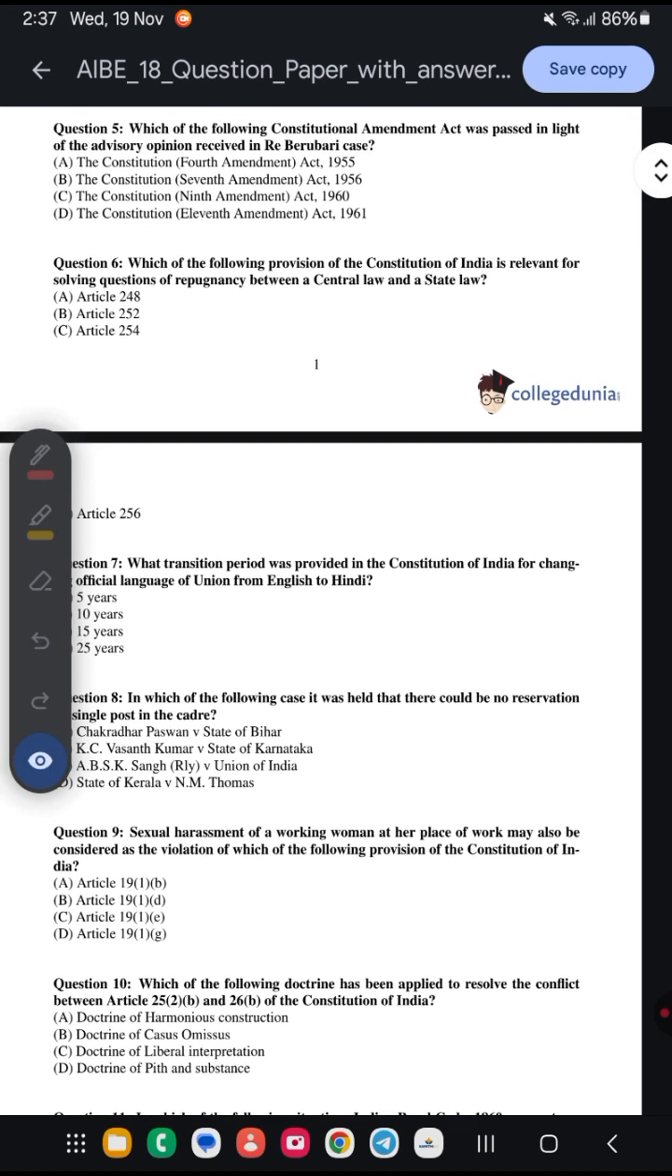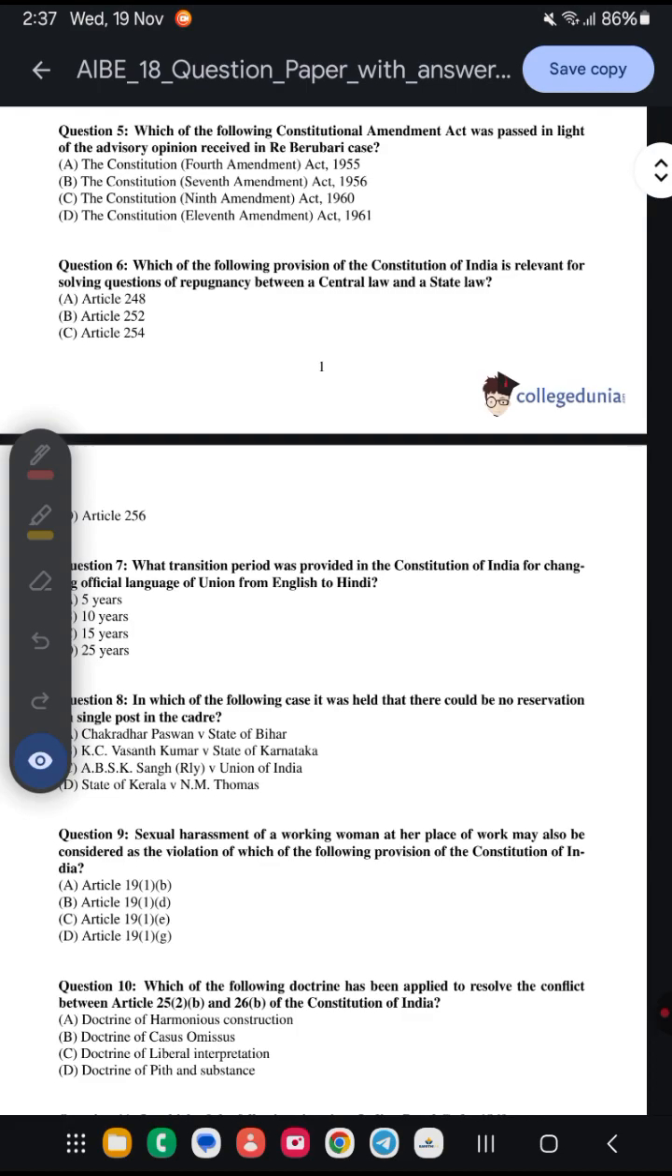So the next question is question number 5. Which of the following constitutional amendments was passed in the light of the advisory opinion received in the Berubari case? So we know the landmark Berubari case. The correct answer to this question is the Constitution 9th Amendment Act, which is option number C. So this was passed in the year 1960.